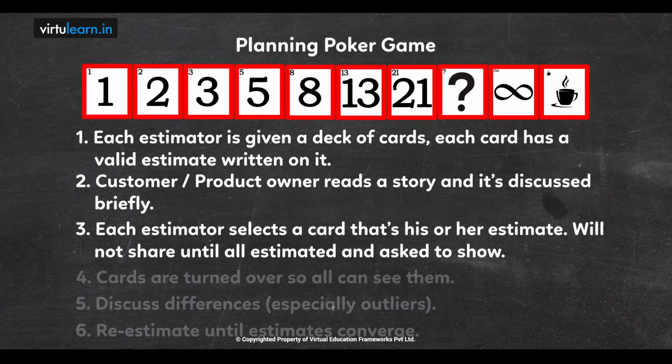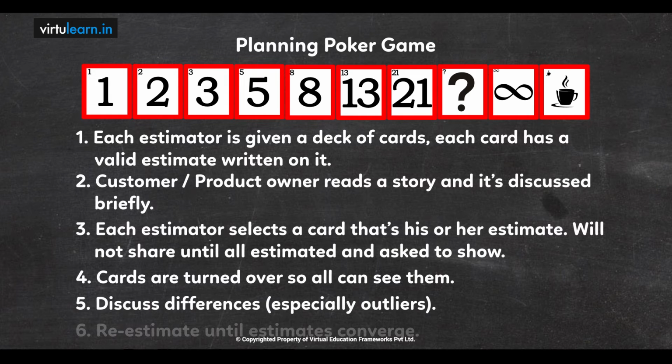If the estimates are the same, excellent. Take that as the estimate for that story and move on with the next story. If the estimated numbers from the team members are different, they can discuss the differences. Usually the outliers, meaning the lowest estimate and the highest estimate, we ask them why they estimated those numbers.